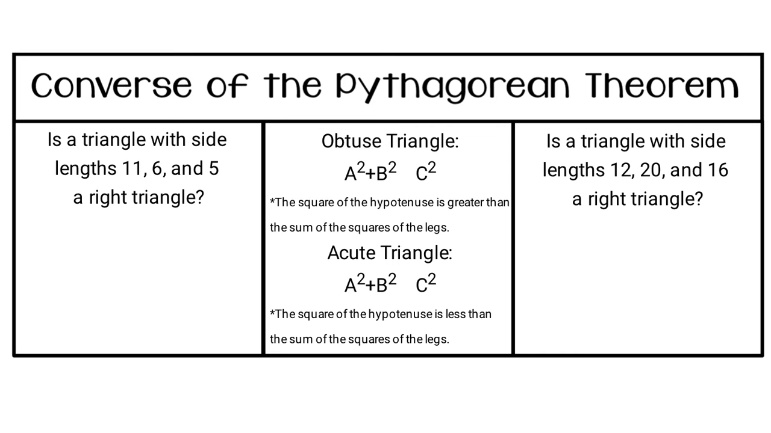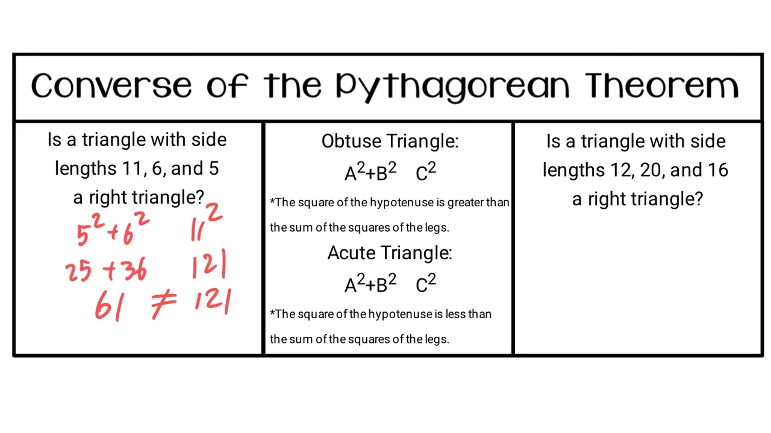Let's look at another example. Is a triangle with side lengths 11, 6, and 5 a right triangle? Well, let's take each side length, 5, 6, and 11, and square them. 5 times 5 is 25, 6 times 6 is 36, and 11 times 11 is 121. Since 25 plus 36 is not 121, we know that this is not a right triangle.